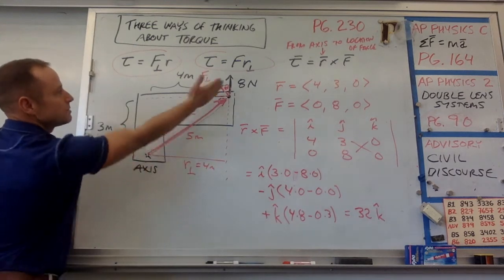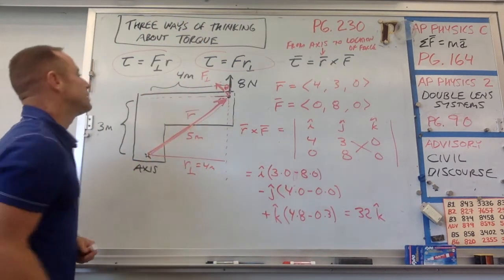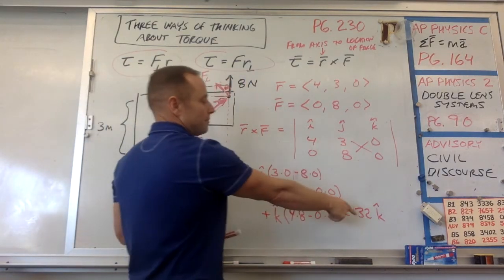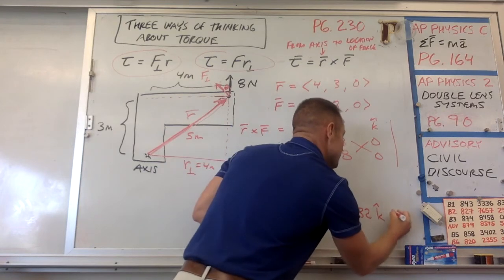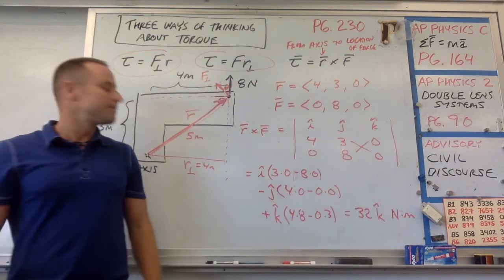Why is it out of the page? Because that force is going to make this thing rotate like this. So you notice we got all the same answers. 32 K hat, so that's the torque. I guess we should put the units here, newtons times meters. But you notice we get the same 3 answers.